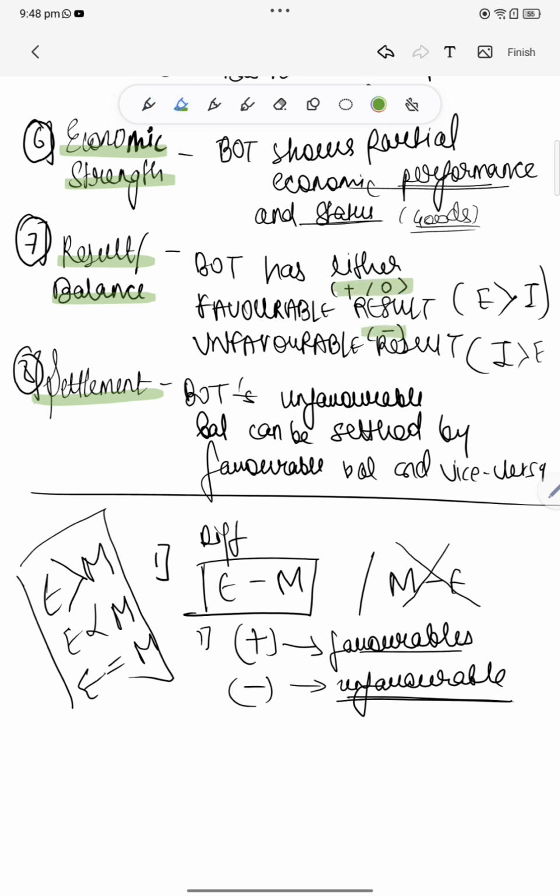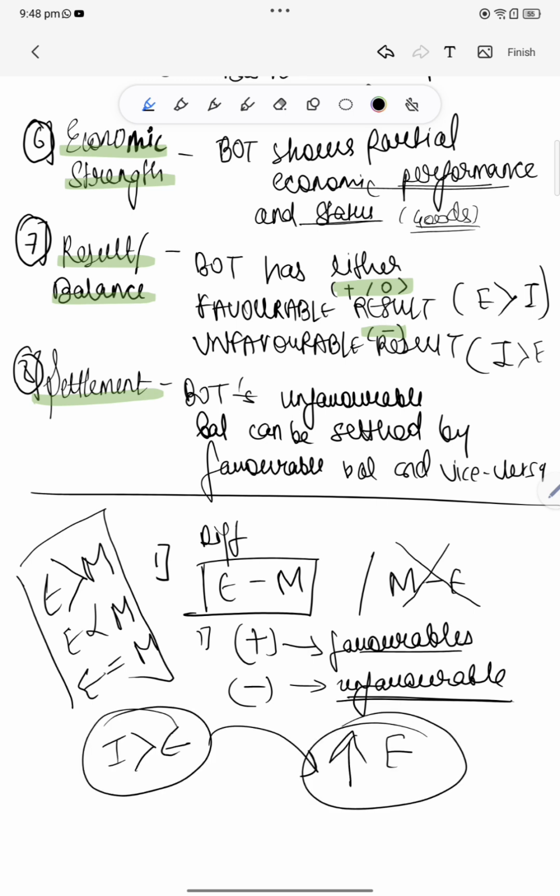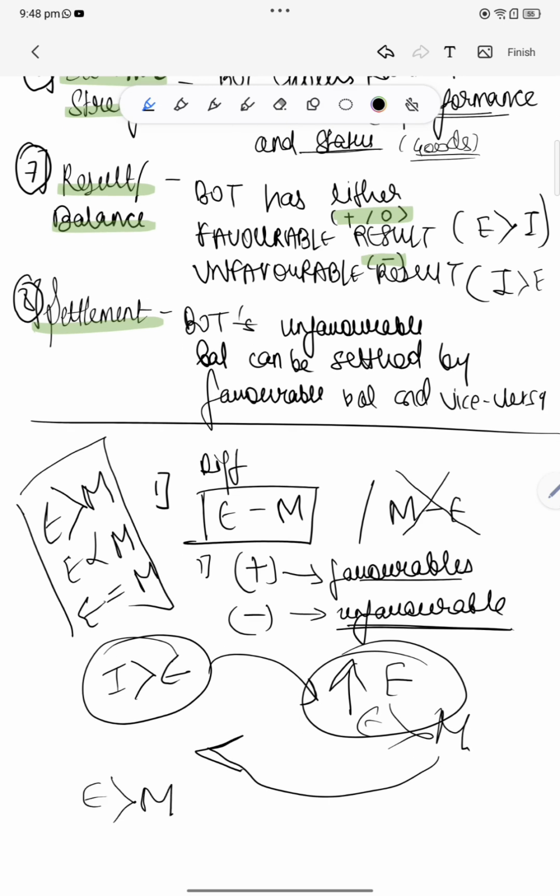Then comes settlement of cost. Unfavorable balance means imports are more than exports. This can be settled by increasing exports. So unfavorable balance can be settled by favorable balance, that is by increasing exports, and vice versa. Because if exports are more than imports, it can again go into unfavorable balance when imports are more than exports. So this is the whole trade cycle.